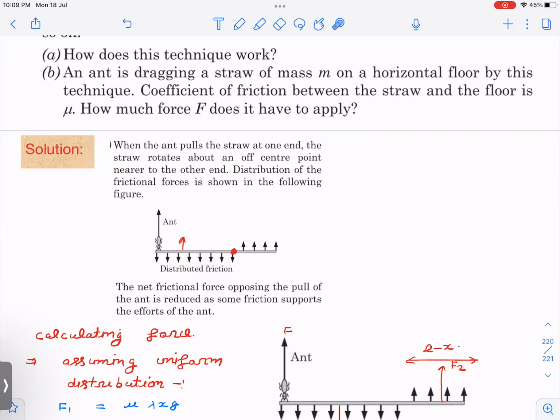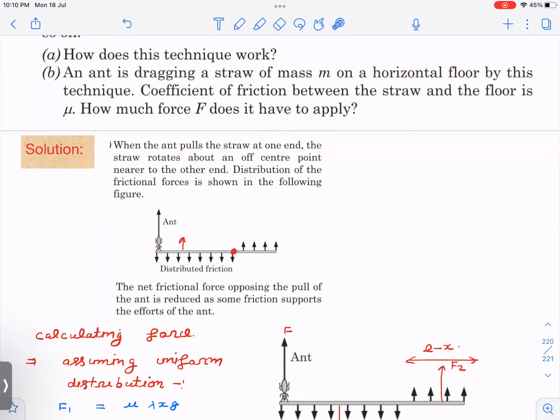When it rotates, this point will move this way, and these points are going to move this way. If all these points are going to move this way, the tendency is downward, so friction will act upward. That is what is written here. Very easily you can understand now. Some of the friction force, instead of opposing, starts supporting the ant. That is why it becomes easier for the ant to pull a very heavy object, heavy as compared to the weight of the ant.